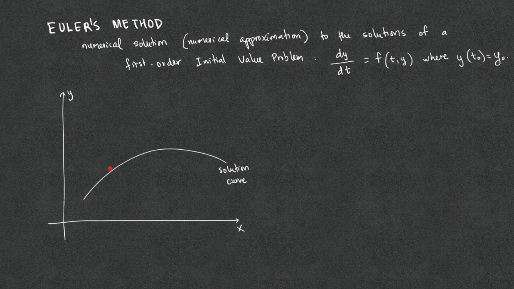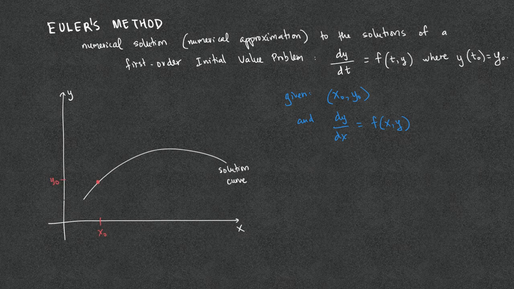Suppose we are interested in this solution curve, for which we cannot find an explicit formula, which is the solution to the differential equation, and we are given the initial point (x0, y0), and the rate, which is the derivative in terms of x and y.